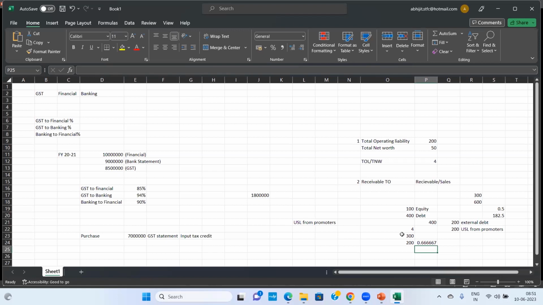Somebody asked me what is an ideal TOL by TNW, though it varies from industry to industry. If it is a capital intensive industry, it will be more. Normally 4:1 is a perfect one. 3:1 is a good one.